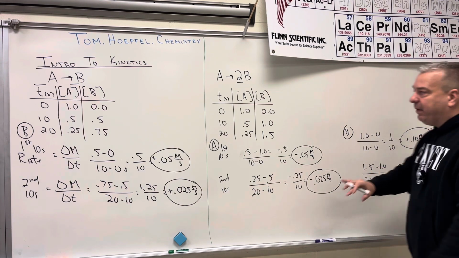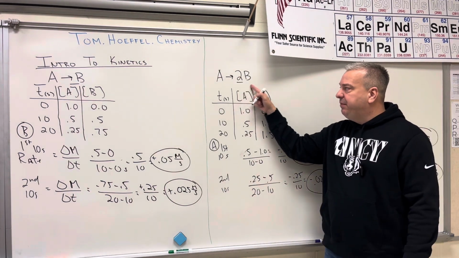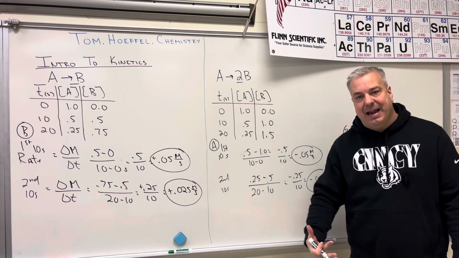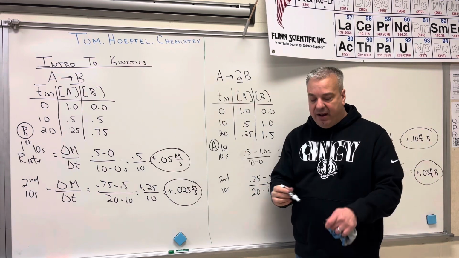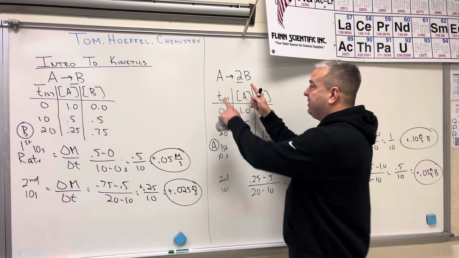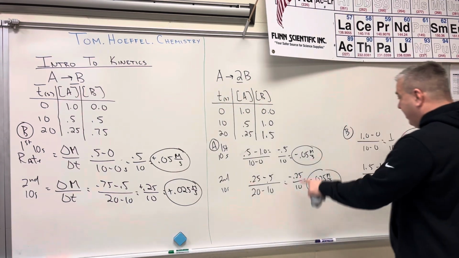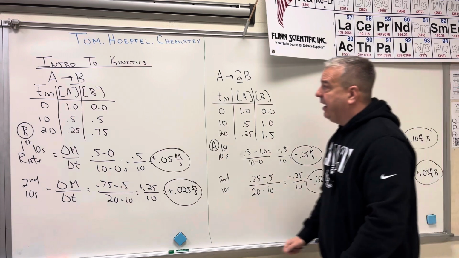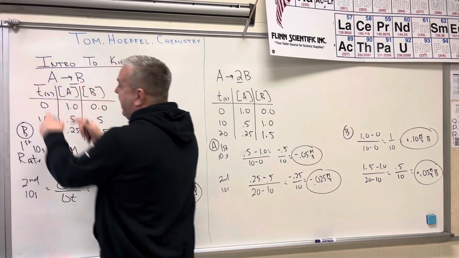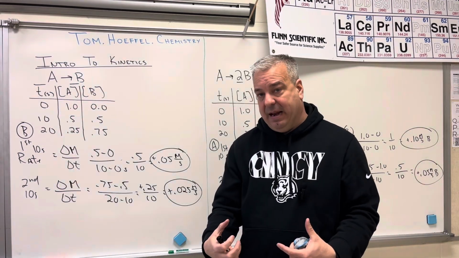So no matter where we're at, the rate of B is going to be 2 times as fast as the rate of A. And that's because of the coefficients. So if the coefficients are different, the rates are going to be different. If the coefficients are the same, the rates will be the same.